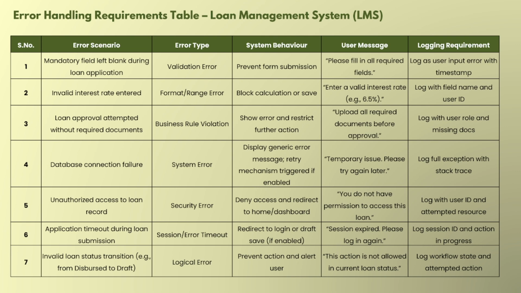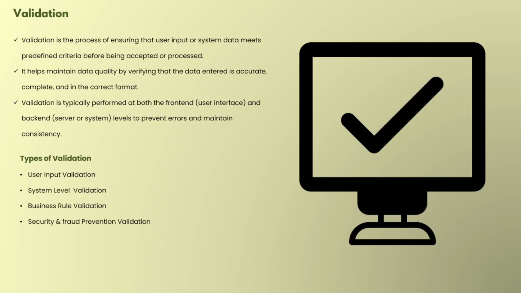Now let's move on and see validation. Validation is the process of ensuring that user input or system data meets predefined criteria before being accepted or processed. Somewhat, validation and error handling are the same, but we will see a little bit of difference between them shortly. In simple words, validation is the first line of defense before any data gets entered into the system. That's as simple as I can tell you.